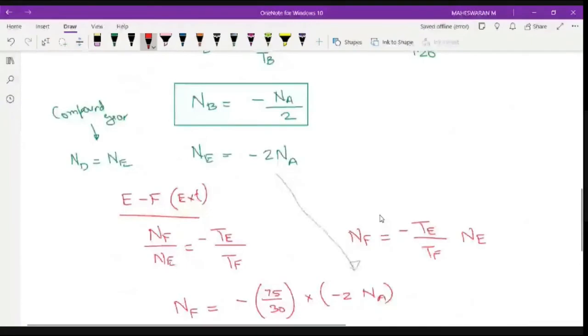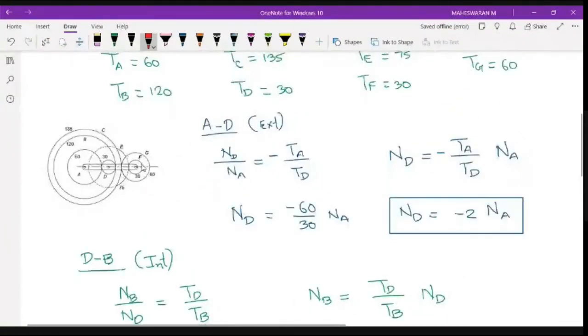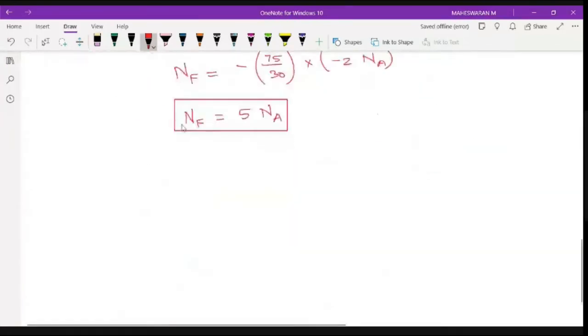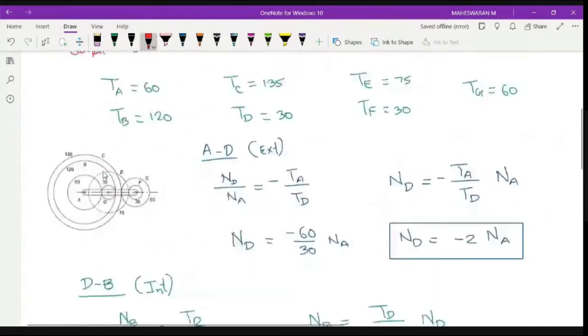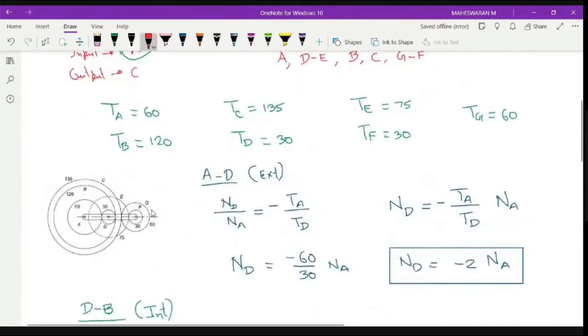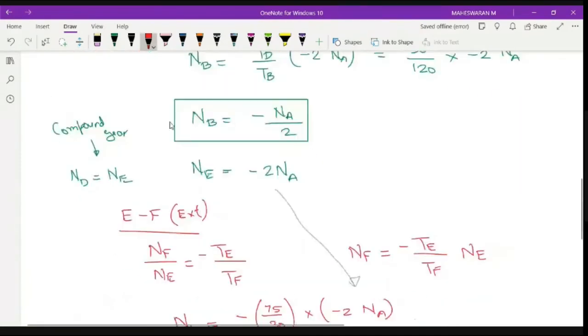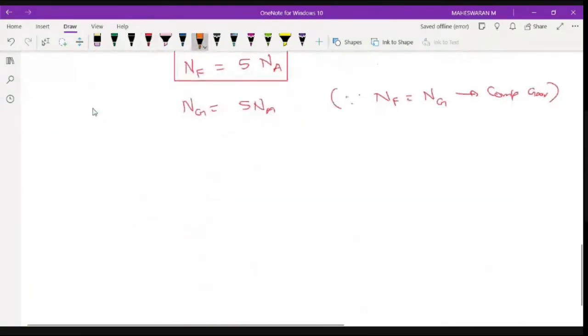Next, F and G is the same because it is a compound gear. So I can write directly NG is equal to 5 NA. Why? Since NF is equal to NG, because it's a compound gear. So NG is also the same. Now we start with G. G is connected to C. That is my next, last one.